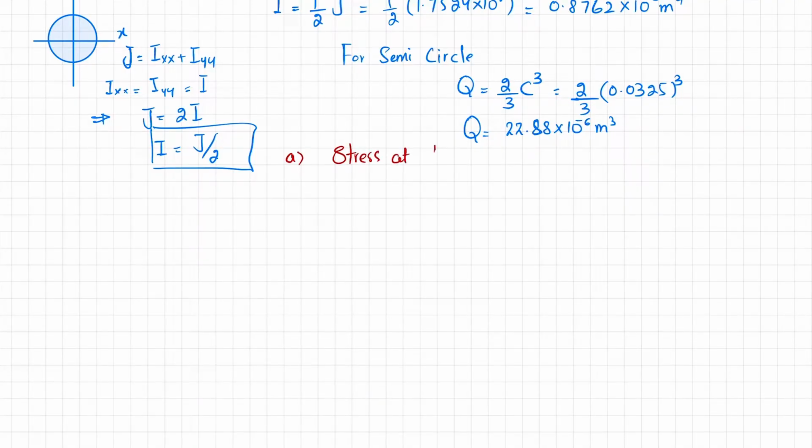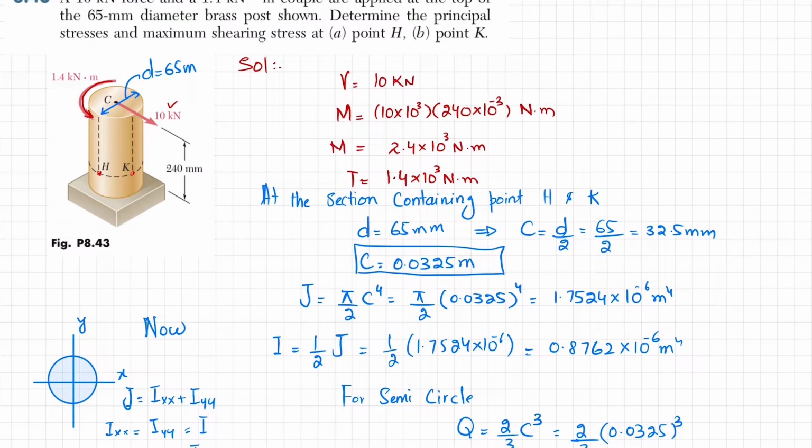at point H. For that we will draw the free body diagram of that shaft. So this was your shaft, this is your H point. Clear? I will show you, this is your H point. So this is its neutral axis.